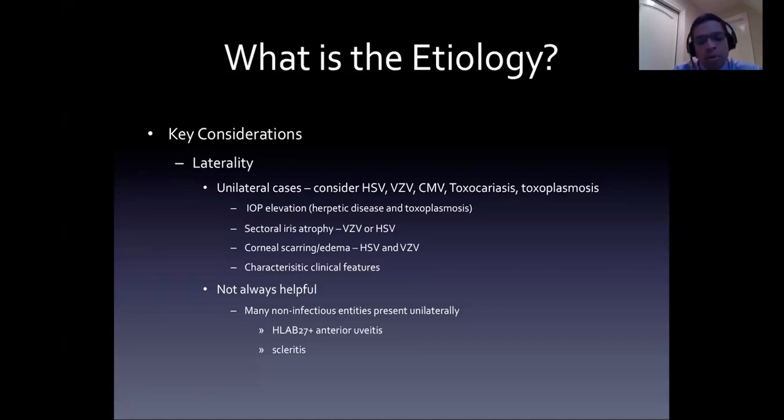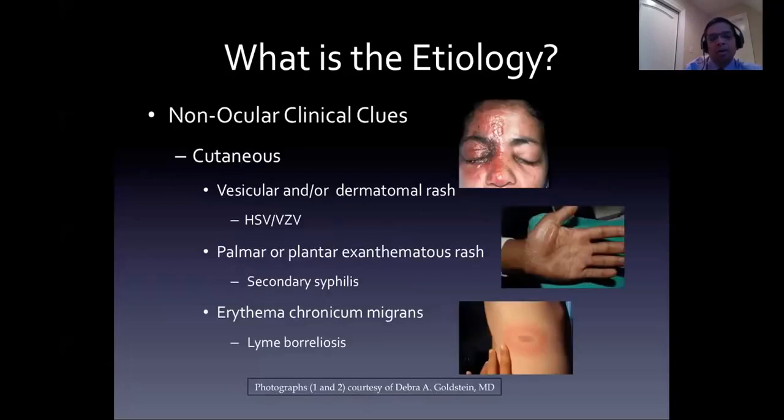Scleritis can sometimes be unilateral, and it's not infectious. So just because something is unilateral doesn't necessarily mean it's always going to be infectious, but infection rises to the top of the list, especially herpetic infection. If you have identifying features that suggest sectoral iris atrophy, corneal scarring, things like that, that might suggest that you have herpetic disease as the underlying cause. Use non-ocular clues as well to help you in the diagnosis.